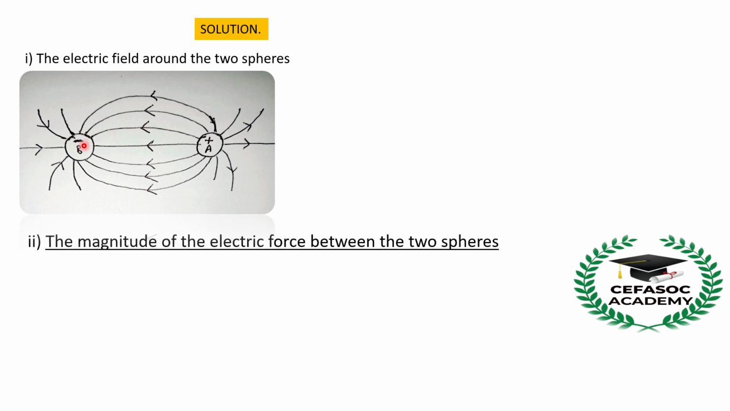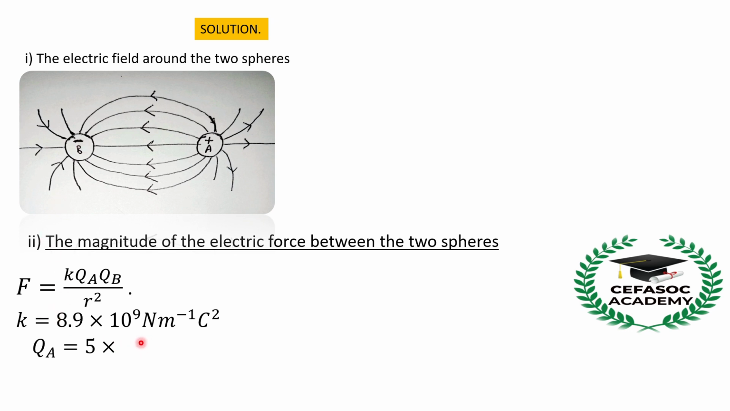Roman 2, the magnitude of the electric force between the two spheres. To calculate the magnitude of the electric force here, we'll simply use Coulomb's law. I will not state it, we'll just write the mathematical expression. F equals k q_A q_B all over r squared, where r is the distance of separation. K is 8.9 times 10 to the power 9 newton meter squared per coulomb squared, a constant called the Coulomb constant. q_A is 5 times 10 to the power negative 9 coulomb, q_B is negative 4.0 times 10 to the power negative 9 coulomb, and r is 3.5 times 10 to the negative 2 meters.